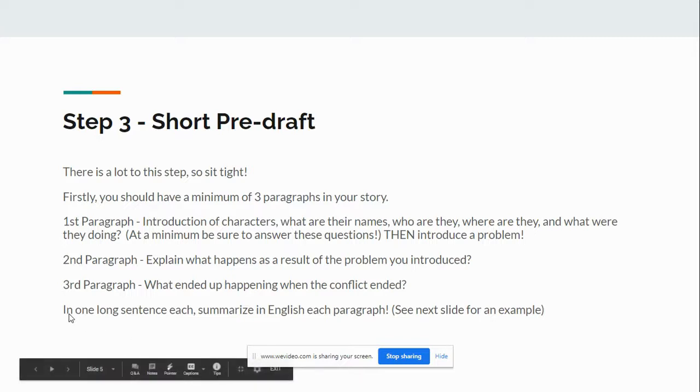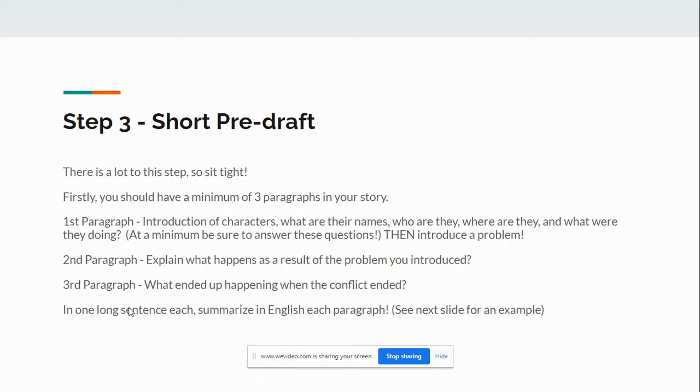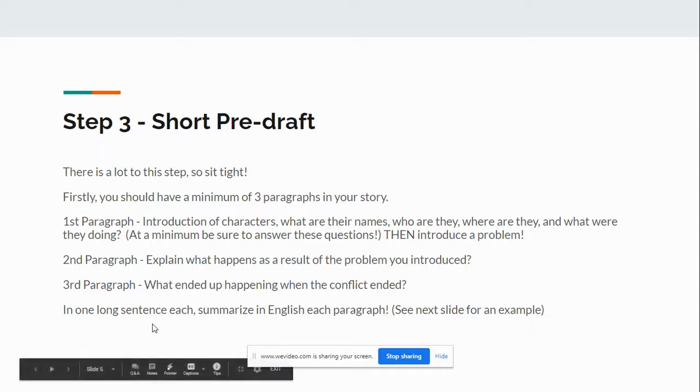So basically what we're going to do, I'm going to show you an example. This is in one long run-on. It's a run-on sentence. I'm going to tell you right now, these are run-on sentences that we're going to read to you. But this is what I expect, because it's not like the English counts. I don't care about the drafting part. Summarize in English each paragraph that you are thinking you're going to write about.